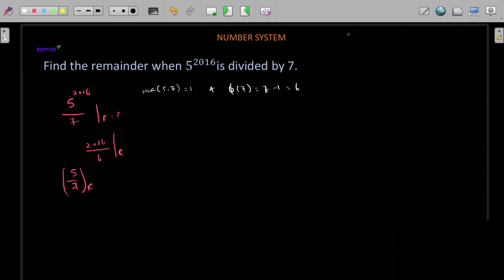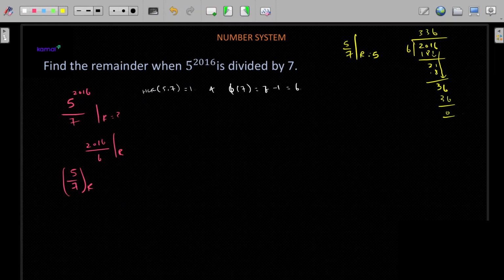5 by 7, what will be my remainder? My remainder will be 5, since 5 is less than 7. And then we find 2016 divided by 6. So we know 6 threes are 18, so the difference is 2. The 2 will come here, and again 1 will be here. It will become 21. Again 6 threes are 18, so 21 minus 18 is 3. Again the 6 will come here. It will become 36, which is 6 times 6.